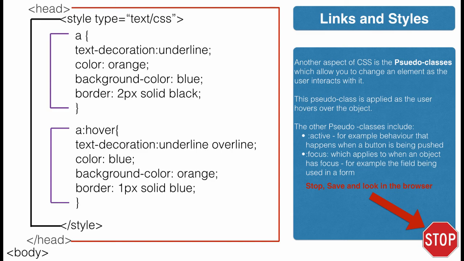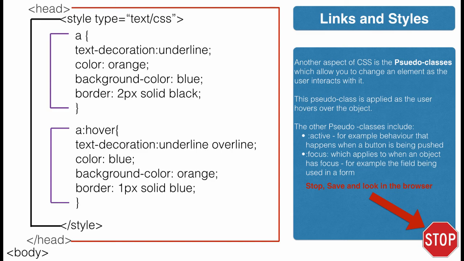Now as we're going through, we're going to add in something called a pseudo-class. And a pseudo-class allows us to modify an element as the user interacts with it. In this particular case, the pseudo-class is going to be for anchor, and we're going to use hover. So as you hover your mouse over it, it changes.